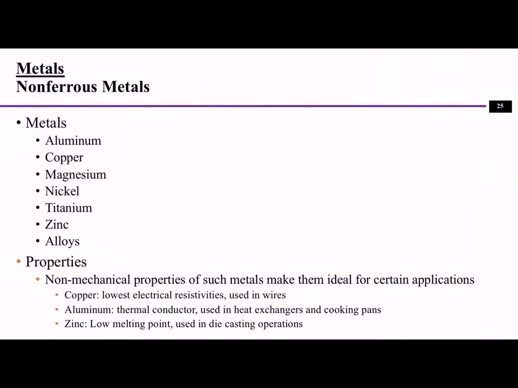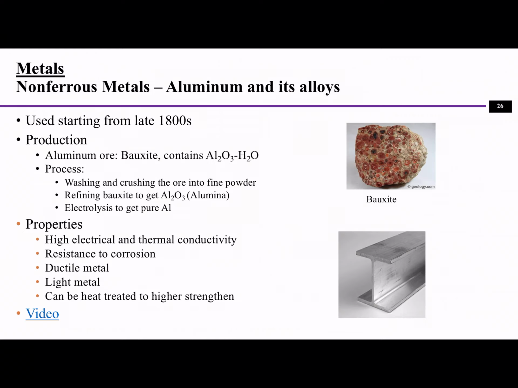After we talk about ferrous metals, now let's look at different non-ferrous metals. For non-ferrous metals, some of the common ones are aluminum, copper, magnesium, nickel, titanium, zinc, and of course some alloys. The reason we use different metals is because different metal elements all have different properties, unique behaviors. So that's why we use them in different applications.